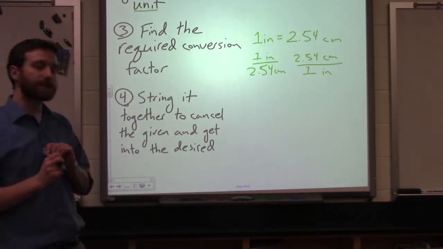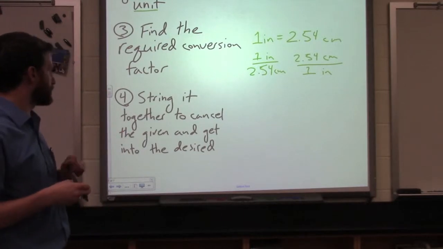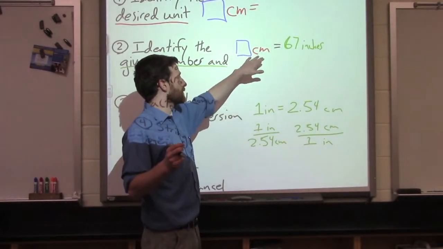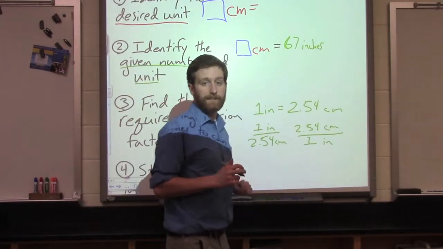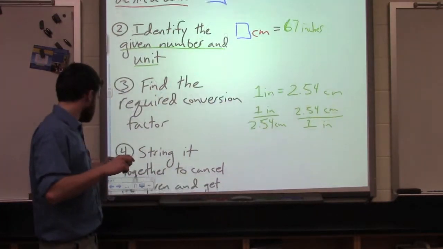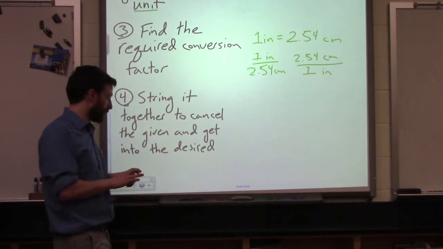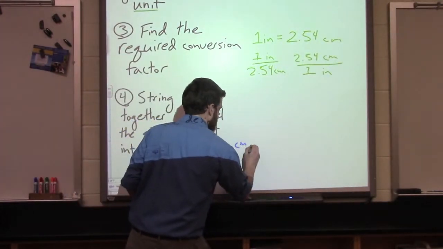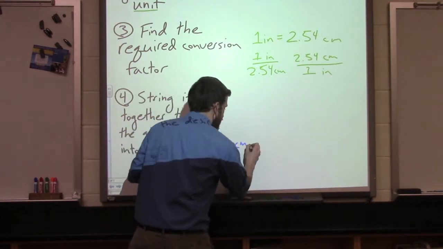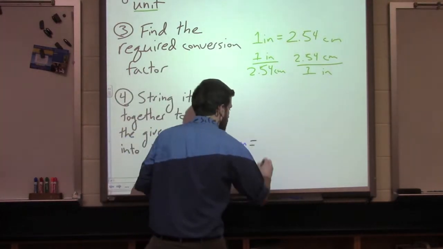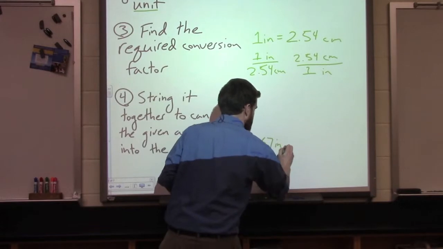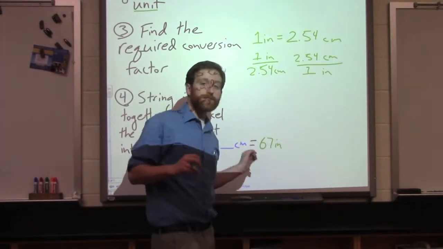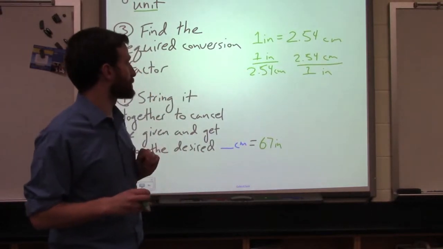So string it together to cancel out the given and get into the desired. I know up here, I'm looking for some number of centimeters that's equal to 67 inches. I'm going to just rewrite that for right now. Looking for some number of centimeters equal to 67 inches. And now I can use one of my conversion factors to cancel inches and get into centimeters.